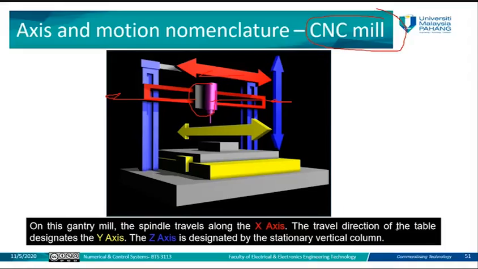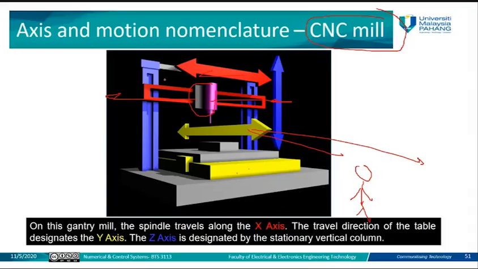Then the direction of the table, which is in yellow. This is the table here in yellow color. The direction of the table will be on the y-axis, indicated by yellow. That means it will be either towards you, if you as operator stand at this point, so towards the operator or away from the operator, towards the spindle or away from the spindle. Okay, so this will be the y-axis, and the z-axis here is designated by the stationary vertical column.